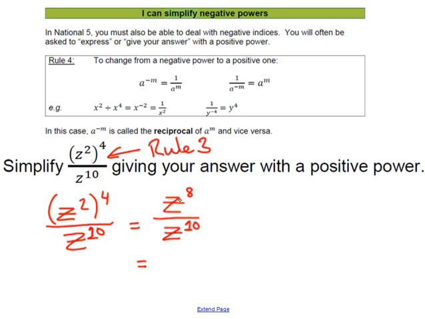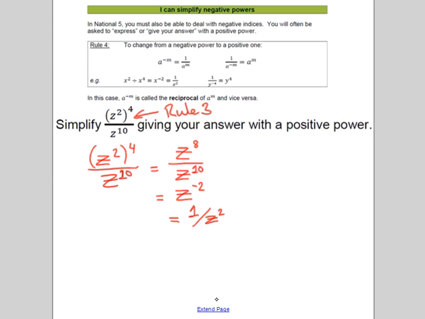If we were to work that out, that would be now onto our rule 2. So z to the 8 divided by z to the 10 would be z to the power of 8, take away 10, which is -2. And we need to then give our answer with a positive power. So we use this form. We can start with 1 over z squared. We've now fully simplified that expression, and we can move on to another one.